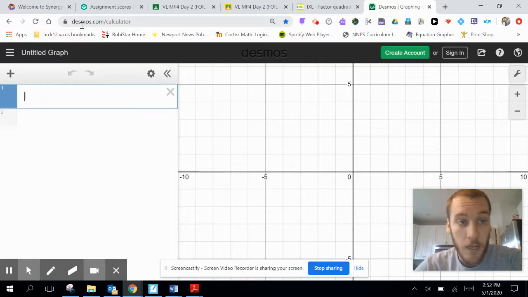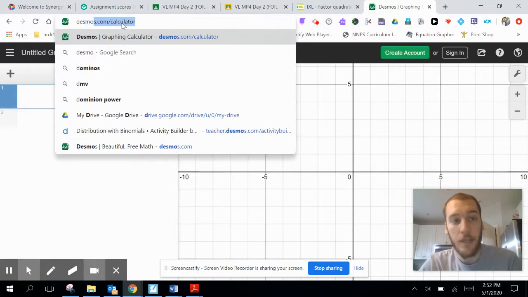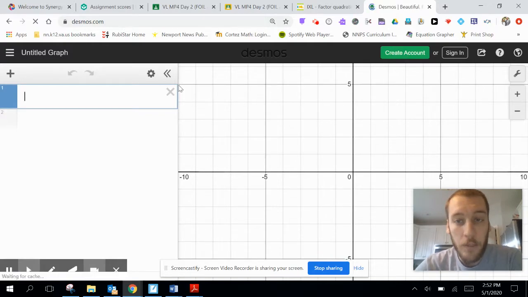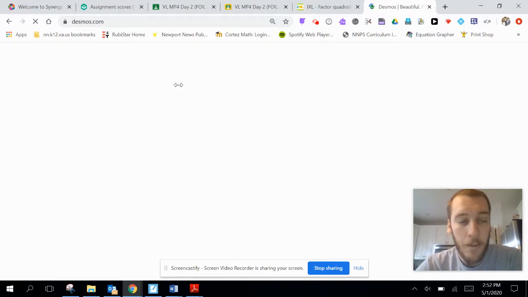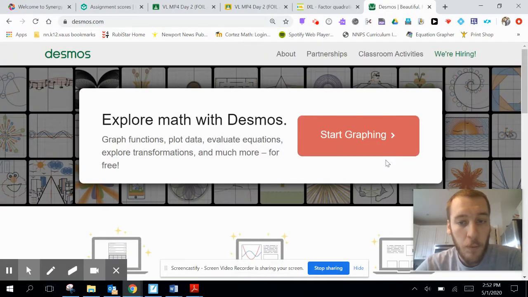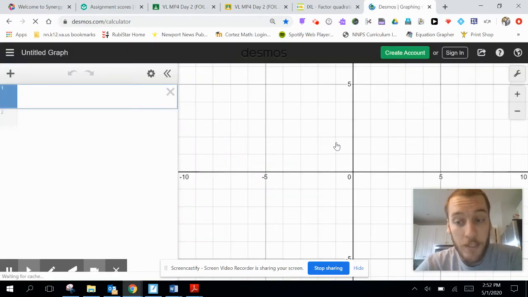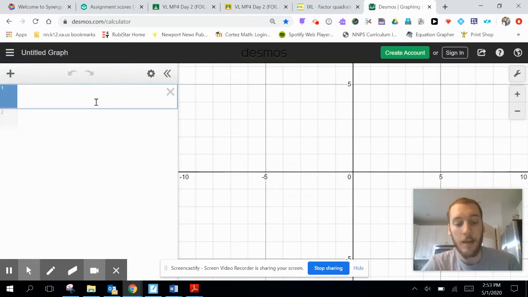You need to go to desmos.com, and we want to use the graphing calculator. It's the first thing that should pop up. Start graphing, and we're literally just going to type these problems in. It's a bunch of different equations. It doesn't matter if it's in standard form, slope intercept form, or point slope form. We can type anything we want.